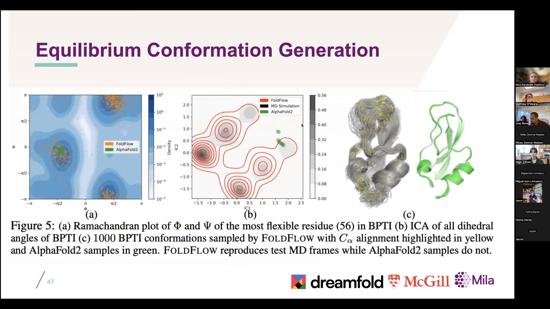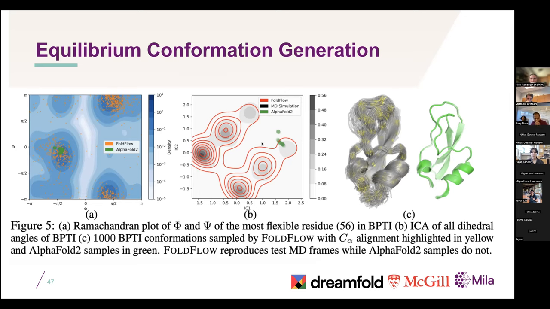So how does this actually do in practice? For this specific protein, BPTI, we have three different plots. The first plot is a Rama plot of the phi and psi angles of the most flexible residue, 56. You can see that FoldFlow does a pretty good job of hitting all the different dense regions. In the middle plot, I have an ICF of all the dihedral angles of BPTI. The cool thing is that it matches really well with the MD simulation. These dense regions, the black ones over here, are the MD simulations, and the red contours are FoldFlow.